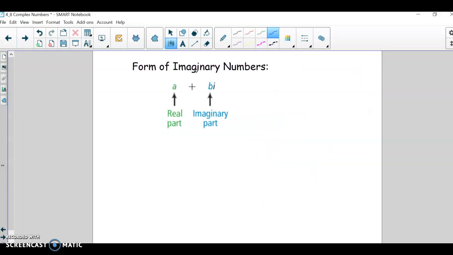So these are sometimes called complex numbers because they have both a real part and an imaginary part. I don't know if you want to jot this down or not, but technically this is called a complex number. And a complex number consists of two parts, a real part and an imaginary part.